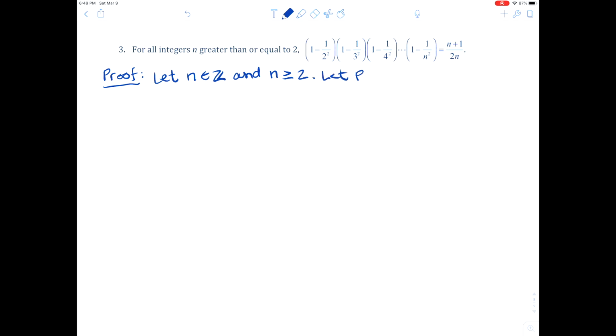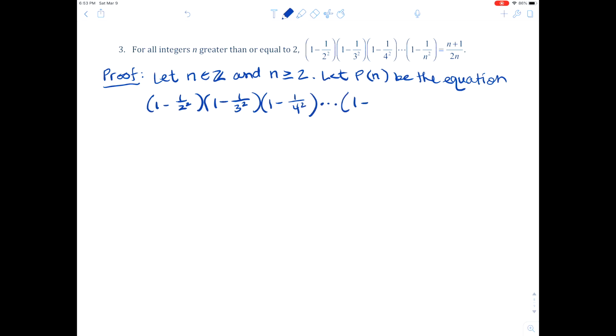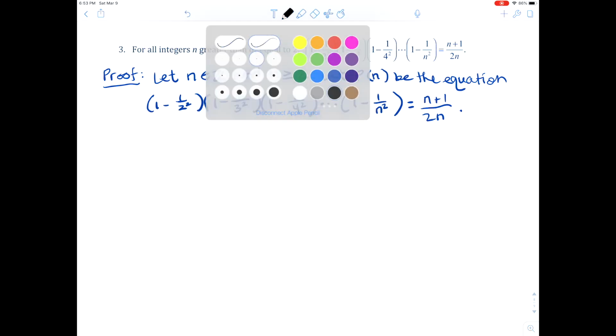And we can let P(n) be the equation (1 minus 1 over 2 squared) times (1 minus 1 over 3 squared) times (1 minus 1 over 4 squared), all the way down to (1 minus 1 over n squared), equals (n plus 1) over 2n. All right, so let's see what we've got going on here. We'll start with our basis step.